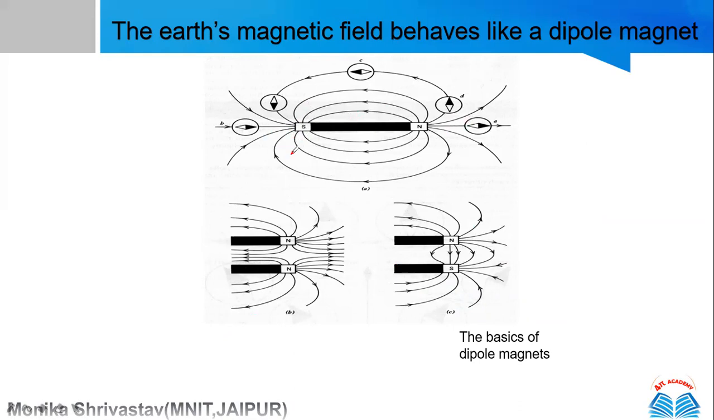And this is our south pole, this is our north pole. These notations are for compass needles. So we have A, B, C, D, some compasses situated. Okay, so we know that north and north will repel, but north and south will attract, and the same is happening with the Earth.